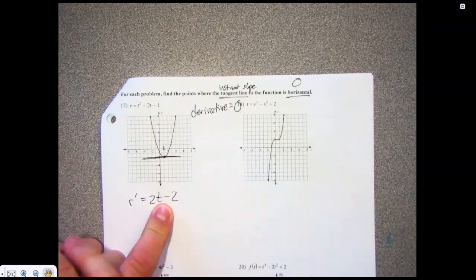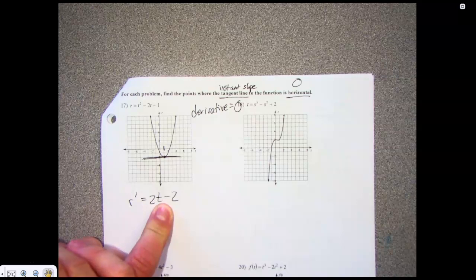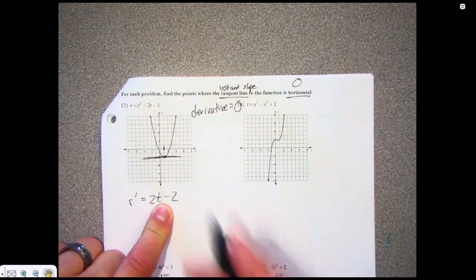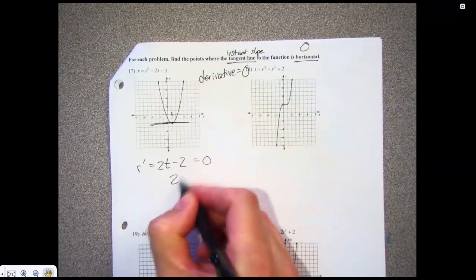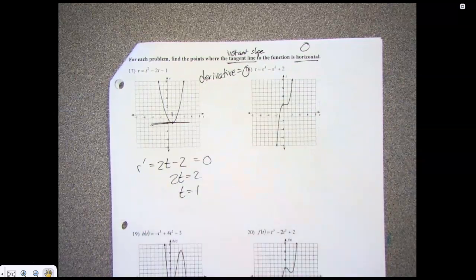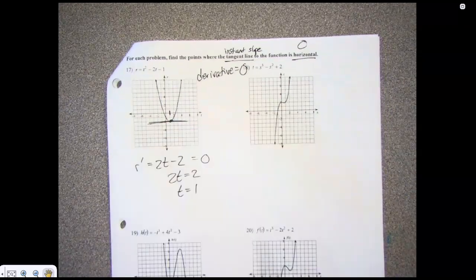This derivative represents what? What does the derivative always represent? The instantaneous slope. And if I want it to be horizontal, what do I want the instantaneous slope to be? Set it equal to 0. And then if I solve that, 2t equals t and t equals 1. So that's right there. I'm not done with this.